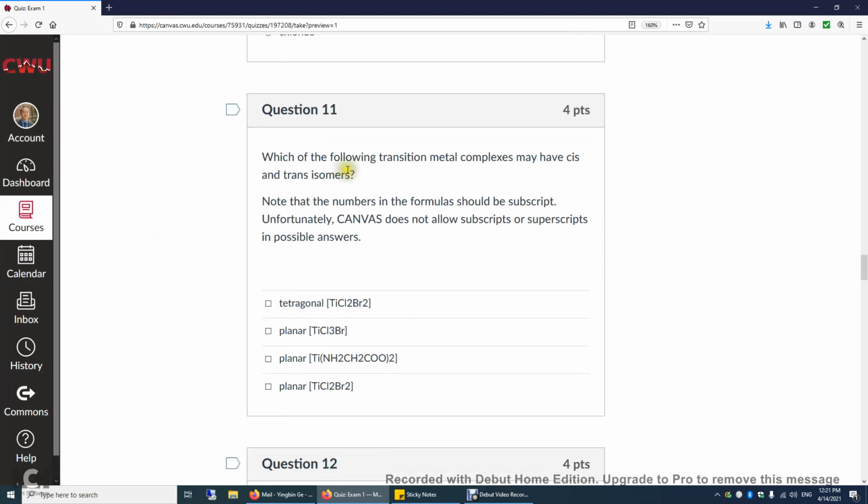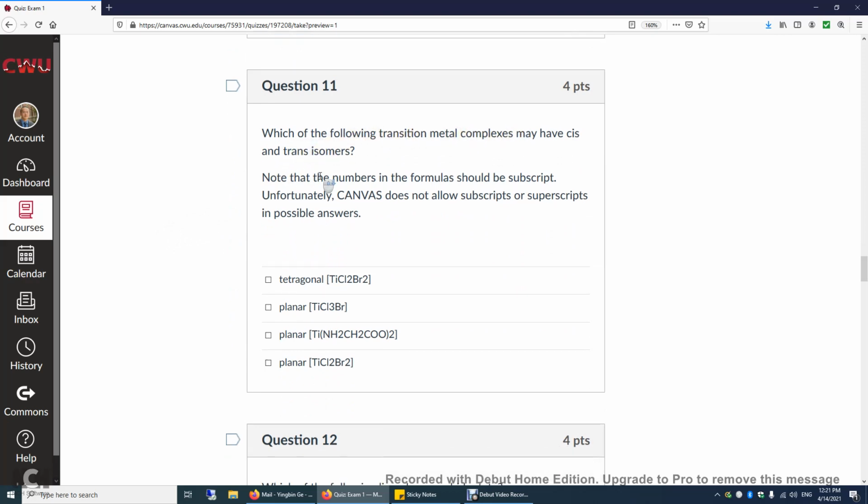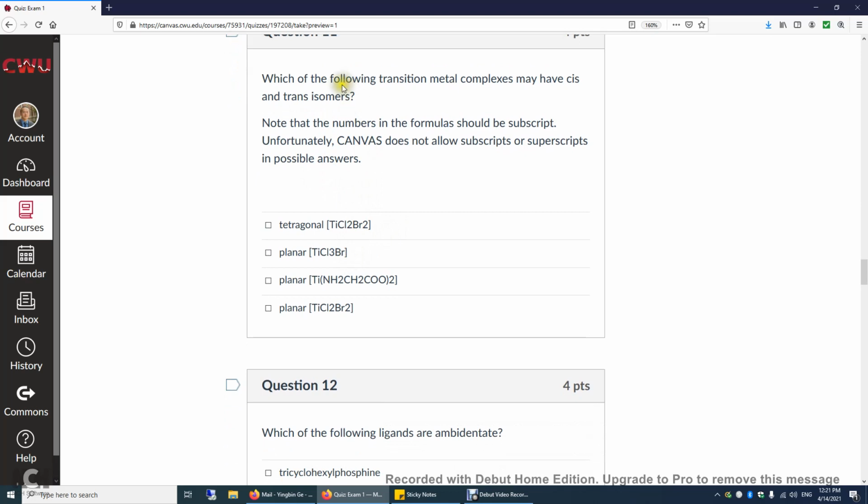Question 11. Which of the following transition metal complexes may have cis and trans isomers? This is pretty easy. First, you need a planar structure, and then cis or trans. Over here, this is a little bit tricky, but this nitrogen and this oxygen may both be bonded to titanium. All right, so it forms a link to titanium. But again, this can form trans versus cis. So these 2 are the correct answer.